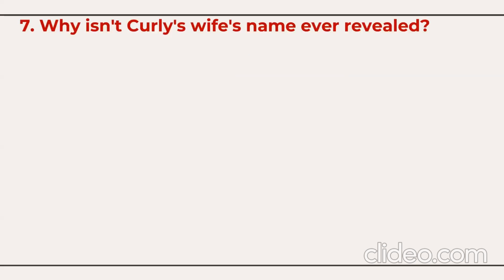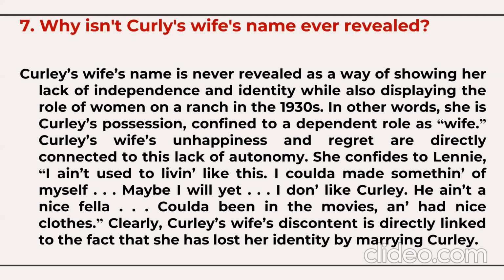Seventh question, why is Curly's wife's name never revealed? Why is her name not revealed in the whole story? Curly's wife's name is never revealed as a way of showing her lack of independence and identity, while also displaying the role of women on a ranch in the 1930s. In other words, she is Curly's possession, confined to a dependent role as wife. Curly's wife's unhappiness and regret are directly connected to this lack of autonomy.